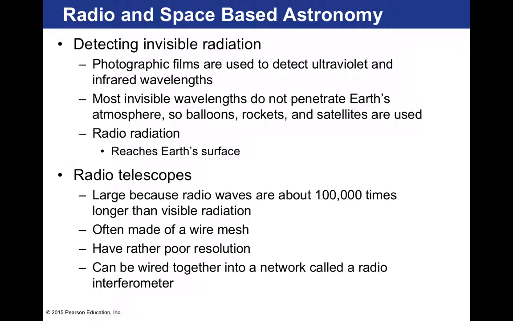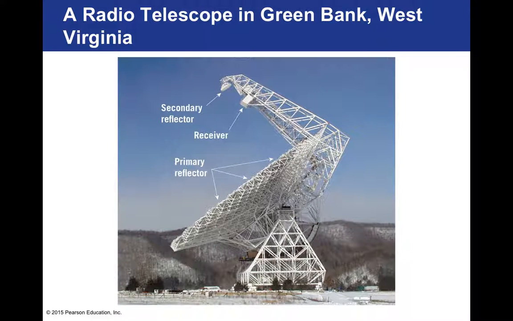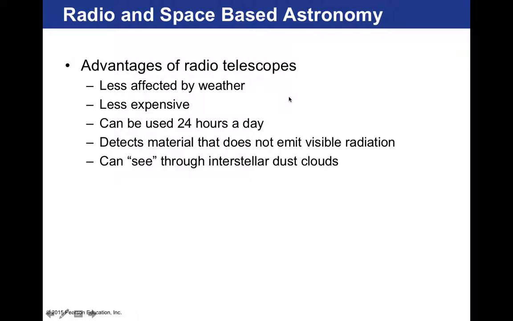So there's a type of telescope called a radio telescope. These are large because radio waves are about 100,000 times longer than visible radiation. And these are often made of a wire mesh. They have poor resolution, but they can be wired together in a network called a radio interferometer. This is a picture of a large radio telescope in West Virginia. It's a huge parabolic dish, and the radio waves come down to the dish, reflect off the dish, and end up hitting a couple of receivers that are on this boom coming off the top of the dish. So here's actually where the radio waves are being collected. This dish is just used to focus radio waves at those locations. But these things are rather large.